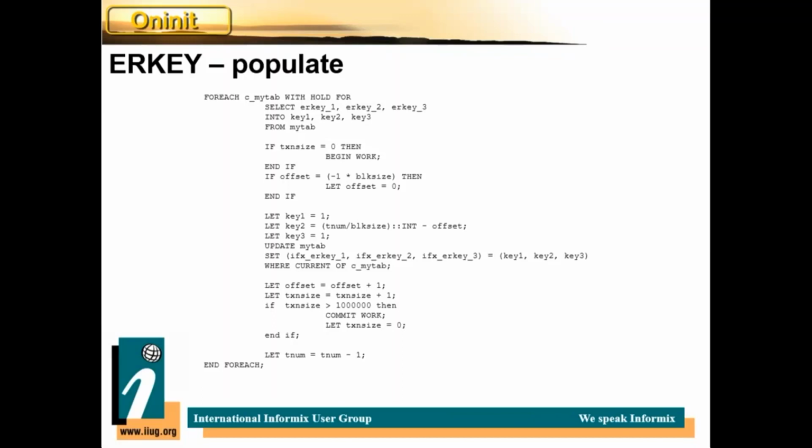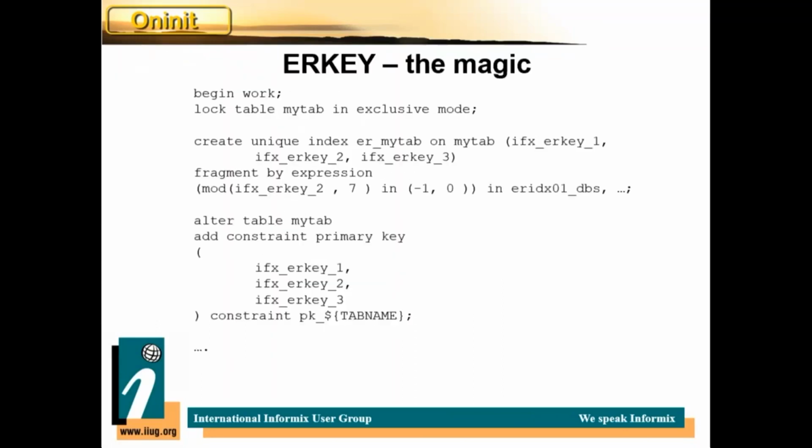So what we've done, we've added the 3 columns, we've populated them. We know from the logic, we can see there that they're all unique. Now we've got to do the magic. What we're going to do now, we will need an exclusive lock on the table. Okay, we want to lock the table. We want to create that index.